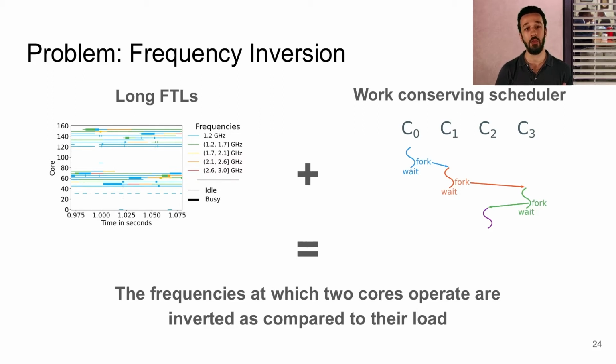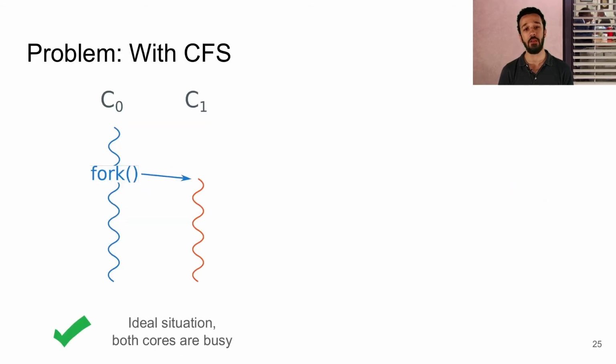We define frequency inversion as a state where the frequencies at which two cores operate are inverted as compared to their load. In other words, the least loaded core runs at a higher frequency than the most loaded one. With this problem defined, we propose two solutions to solve it that we implement in Linux. But first, let's set up a scenario to explain our solutions.